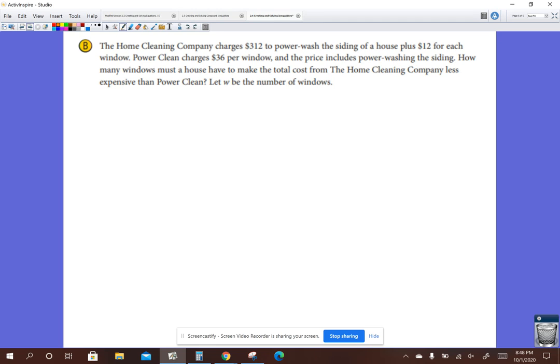So the first thing I do is I set up each one. So home cleaning company, so HCC is $312. And look, it says plus $12 for each, remember that keyword here, each again, window. So I'm going to put W. Then the other company, Power Clean, charges 36 per window, per, again, multiplication. So I'm going to rewrite this because I'm going to compare the two now. 312 plus 12W and 36W.